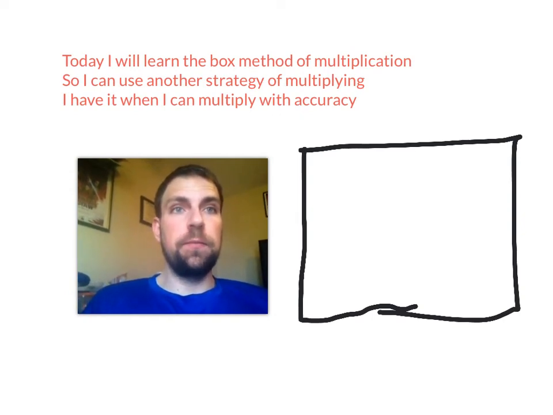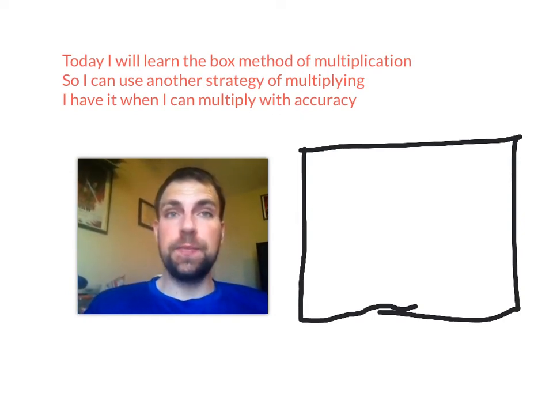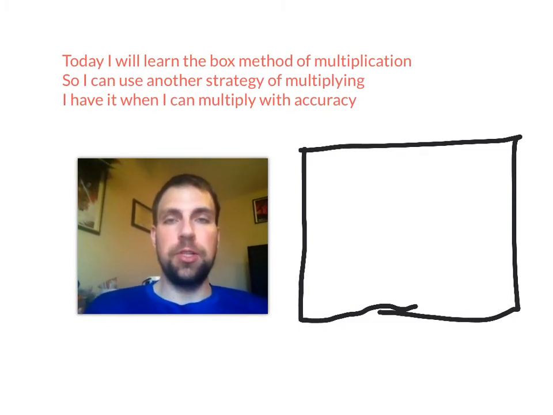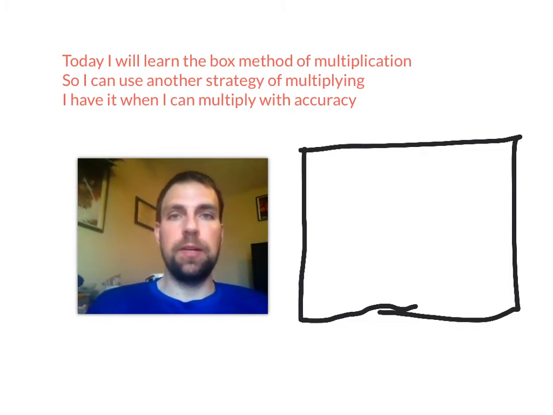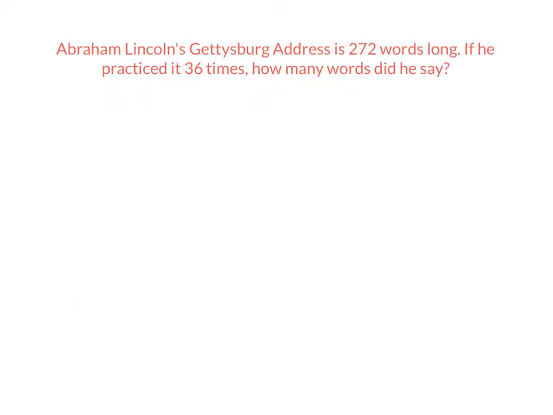Today I will learn the box method of multiplication, which is different than the lattice box. So I can use another strategy of multiplying, and I have it when I can multiply with accuracy. Like I said, this is another box method, but it's different than the lattice box. If you find the lattice box difficult to set up or you just don't like it, here's a third method, and after you have shown me that you can do all three methods, you get your choice of which one works best for you.